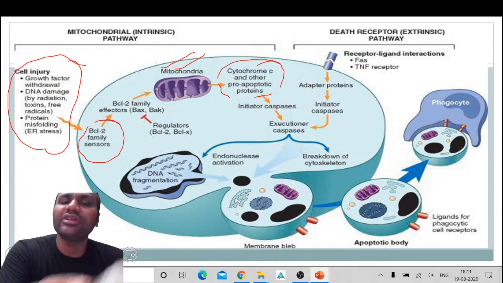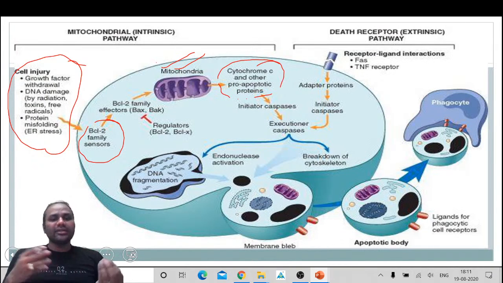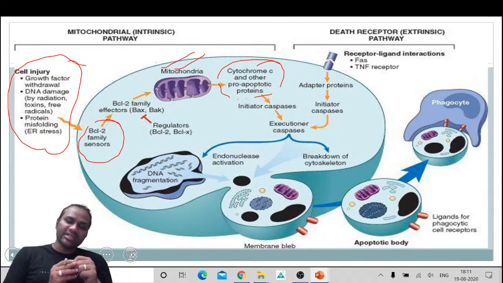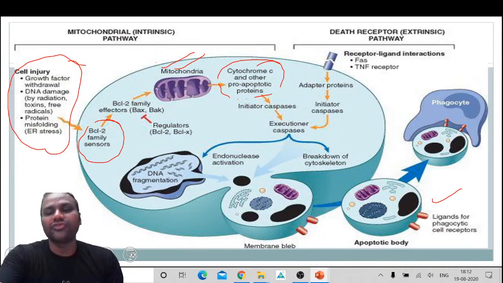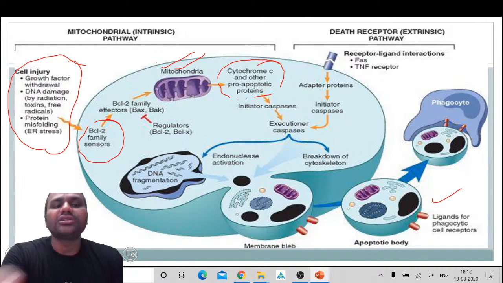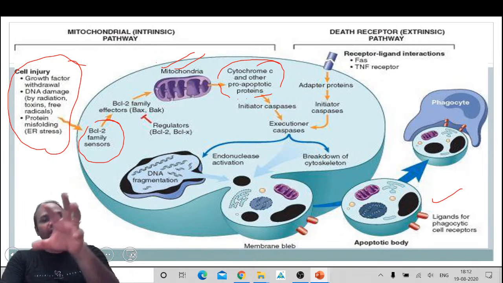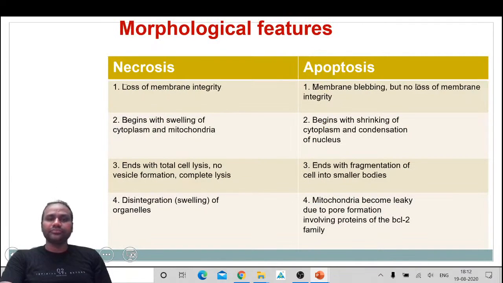Cytochrome C will combine with APAF, and then the initiator caspases will activate, and that will activate the executioner caspases, which will break down the cytoskeleton, and an apoptotic body is formed. So this picture summarizes apoptosis, both the intrinsic pathway and the extrinsic pathway.